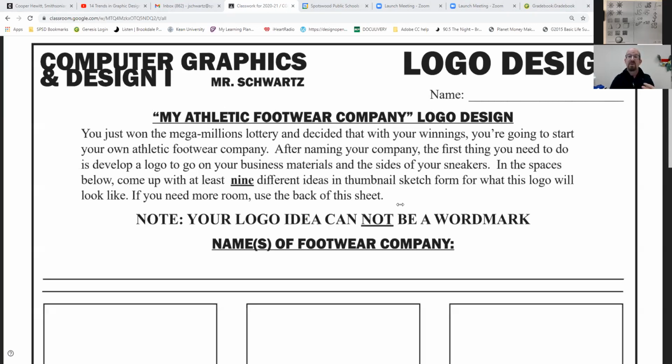Okay, the idea is to come up with as many ideas as quickly as possible so you can do this design exorcism and get all the ideas out of your head and get them into a more finalized form later on.